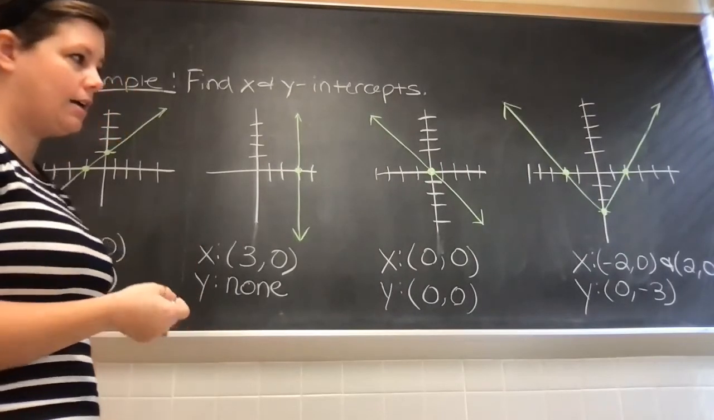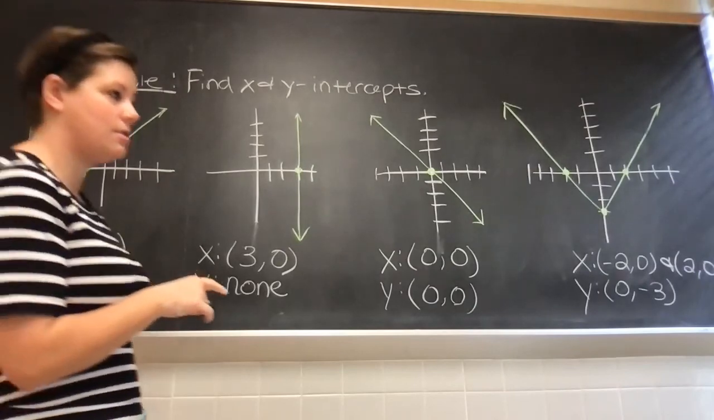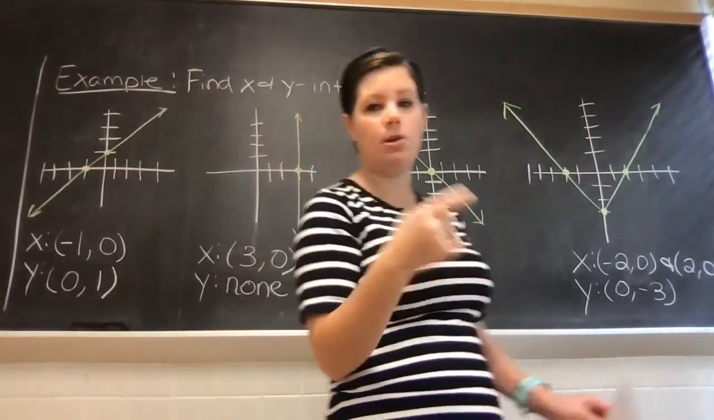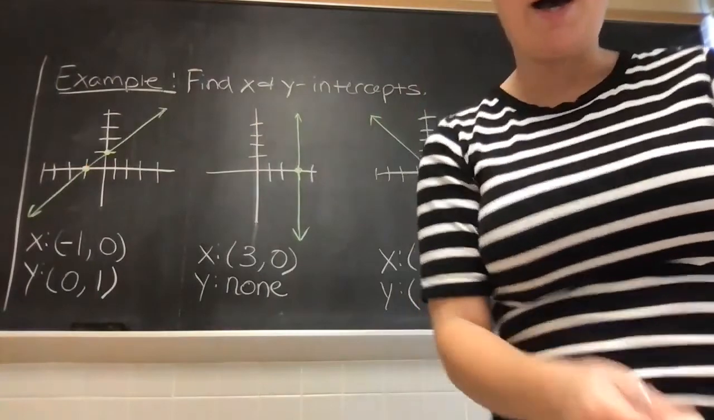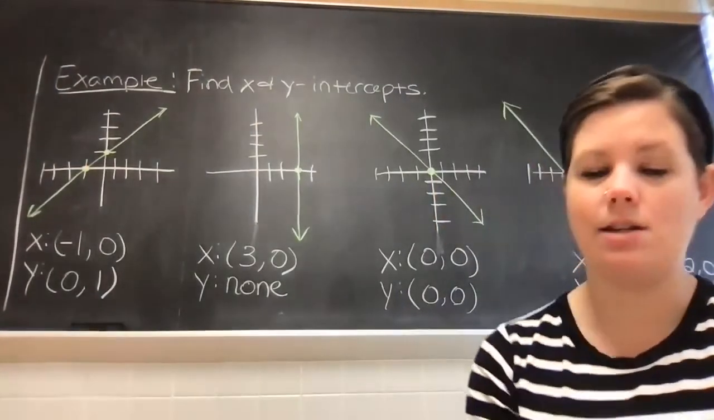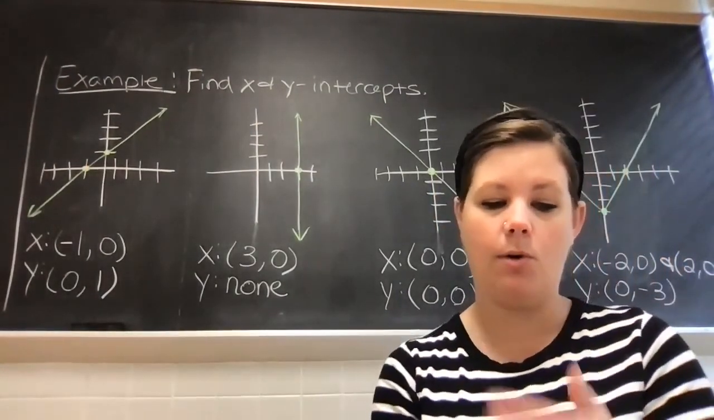So x-intercepts cross the x-axis and are of the form some number, 0. The y-intercepts cross the y-axis and are of the form 0, some number.